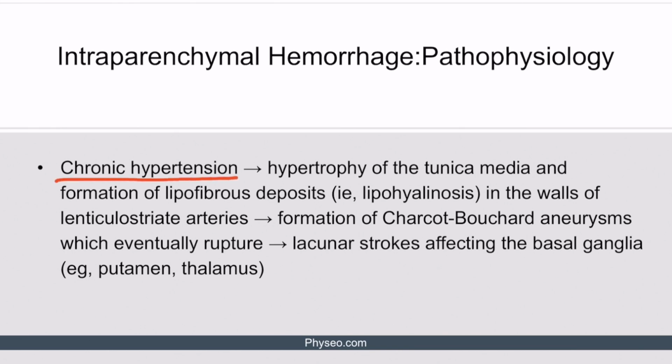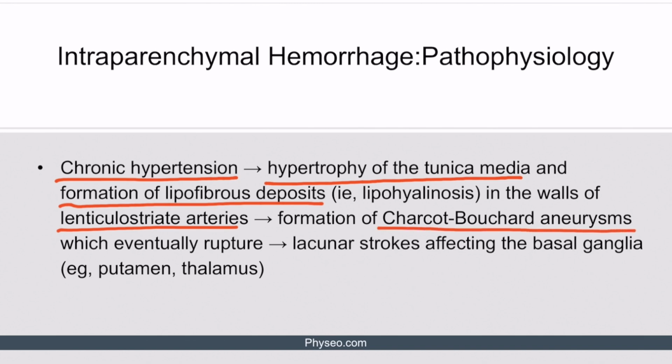So, chronic hypertension causes hypertrophy of the tunica media of the small lenticulostriate arteries in the brain and formation of lipofibrous deposits in the walls of these vessels, a process referred to as lipohyalinosis. Lipohyalinosis reduces the integrity of blood vessels and leads to developing tiny aneurysms called Charcot-Bouchard aneurysms, which eventually rupture. Rupture of these aneurysms cause lacunar strokes which affect the basal ganglia, including the putamen and thalamus.